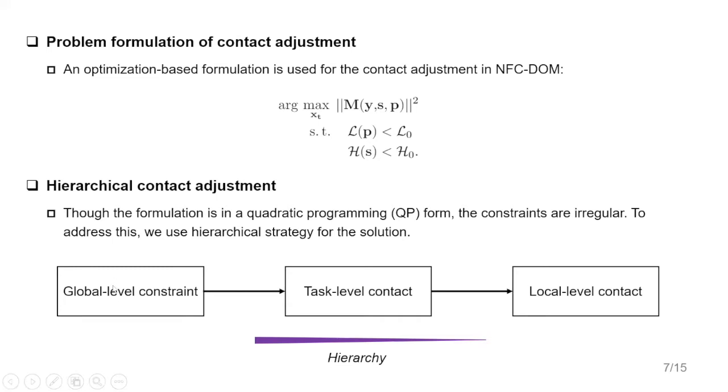To address this, we use a hierarchy strategy to get the optimization solution. First, we adjust the global level constraint, then we adjust the task level contact, and finally we adjust the local level contact. This makes use of the fact that the local level constraint needs to be relaxed when adjusting high level constraints. Thus, it gets optimized last. Besides, adjusting the local level constraints has little influence on high level constraints. So in each hierarchy, we can use a very classic method to optimize a single object function, like the gradient descent method.